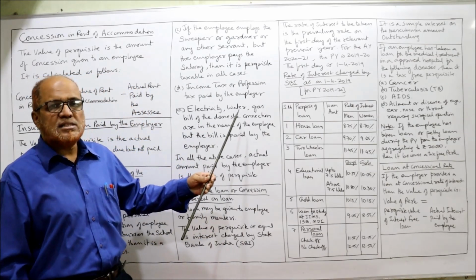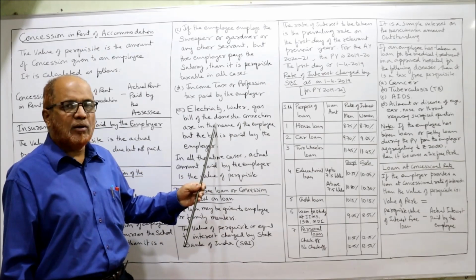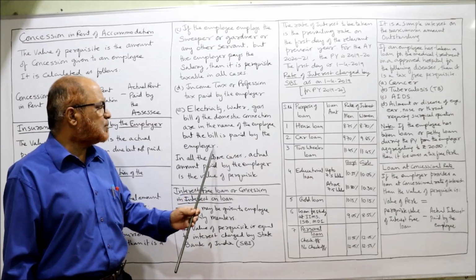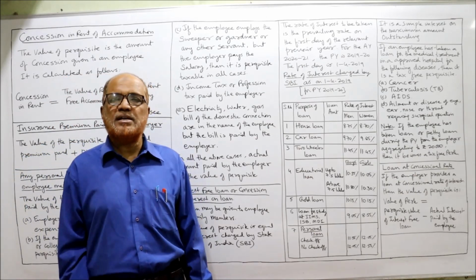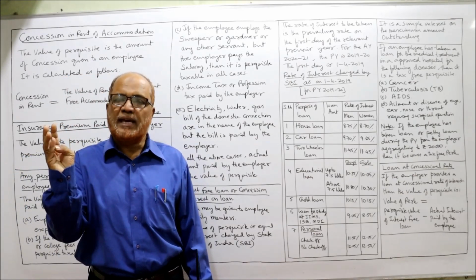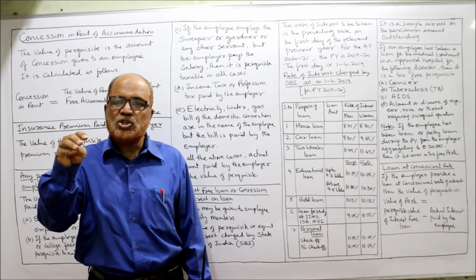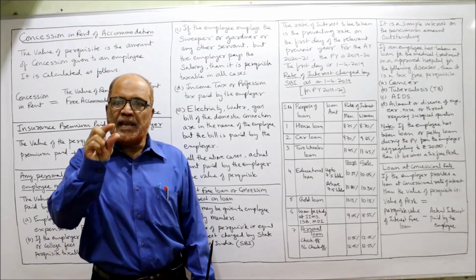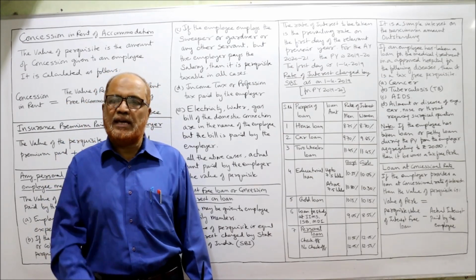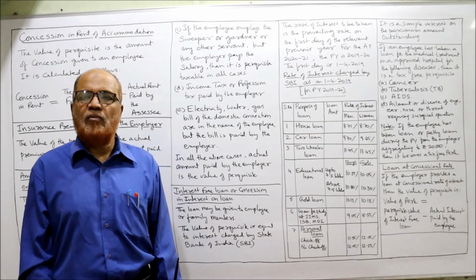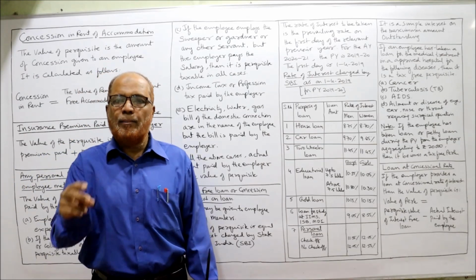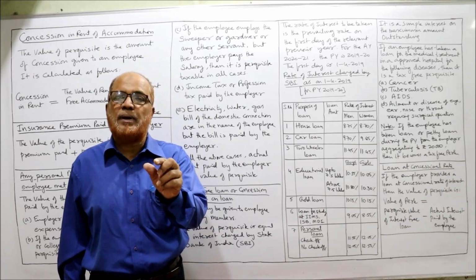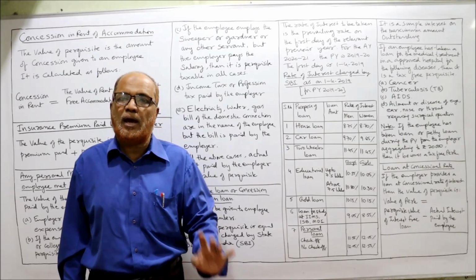Next one, electricity, water, gas bill of the domestic connection are in the name of the employee, but the bill is paid by the employer. That means the electricity bill is in the name of the employee, gas bill is in the name of the employee, water bill is in the name of the employee, but the bill is paid by the employer. Then it's a taxable perquisite in the hands of all employees.